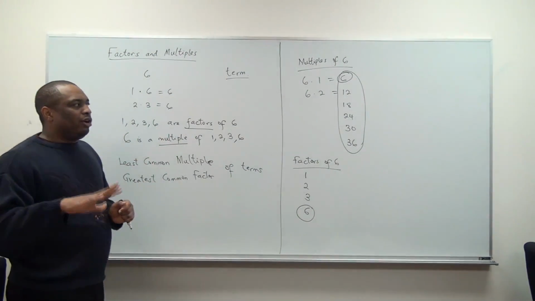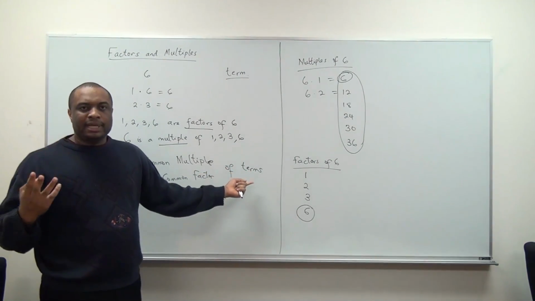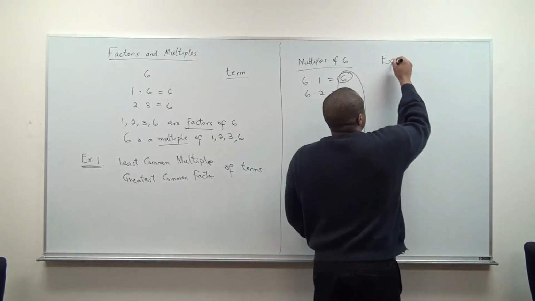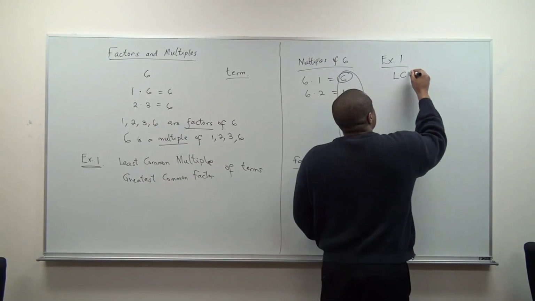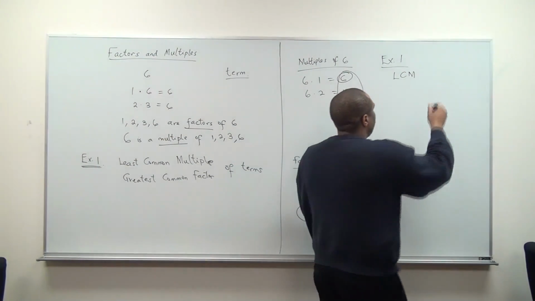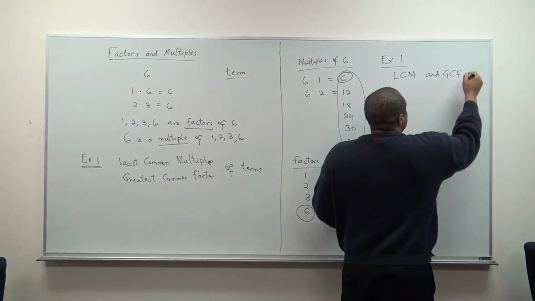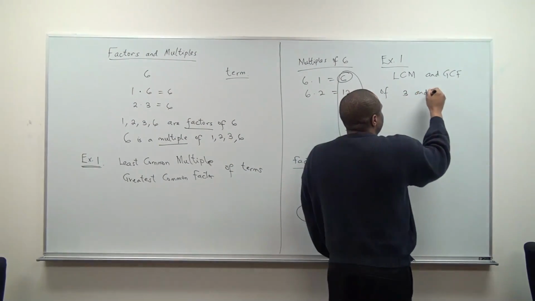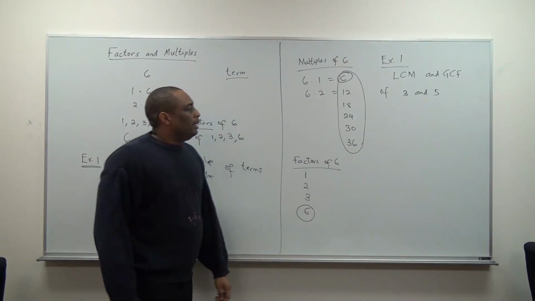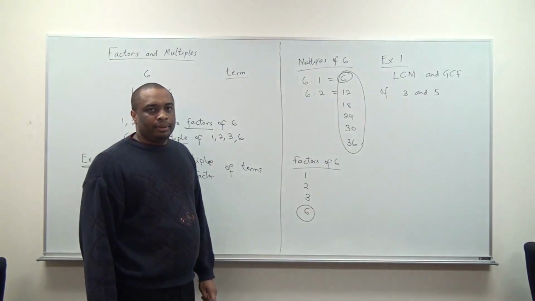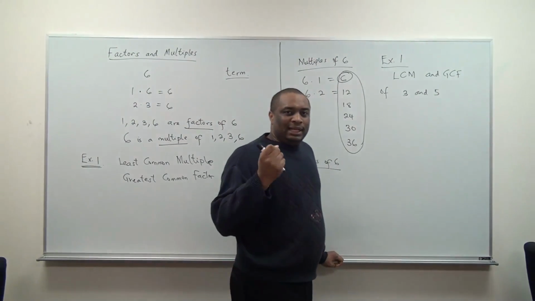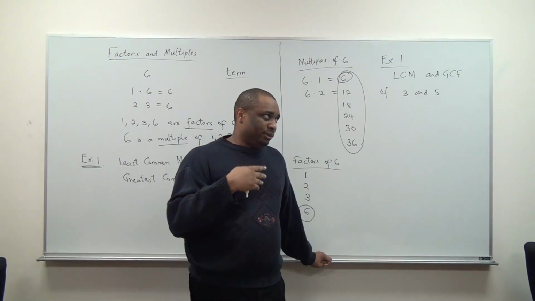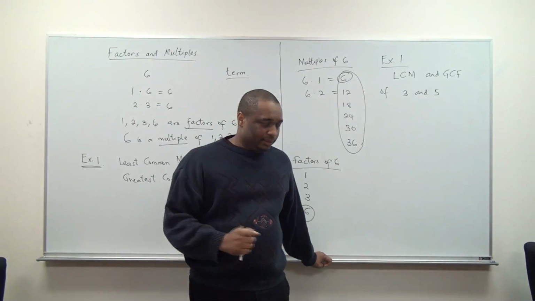Now, in the examples that we are going to do, we will be looking at 2 or 3 terms. So we shall start with example 1: find the LCM. LCM means least common multiple. And GCF, GCF means greatest common factor of 3 and 5. Now let's look at this. When we want to find the least common multiple, if you know your multiplication tables, it's easy. You already know it's going to be 15.